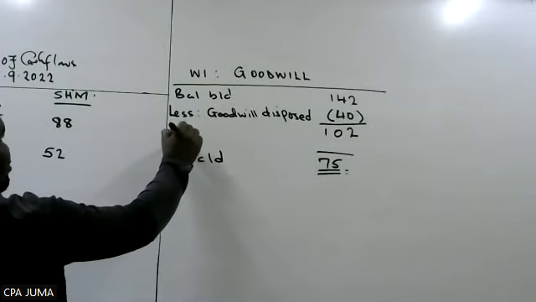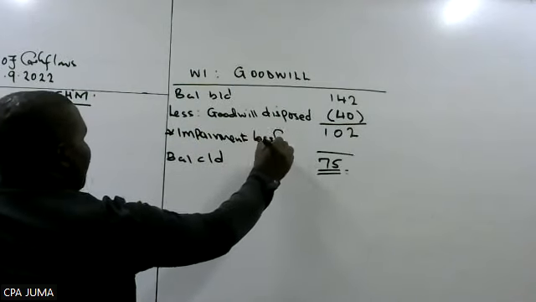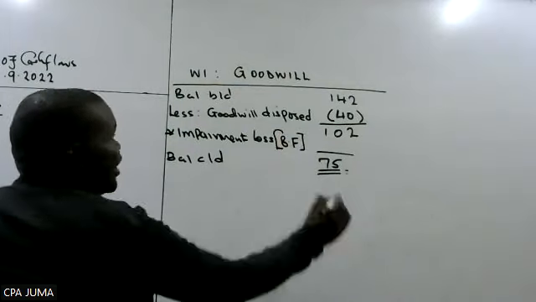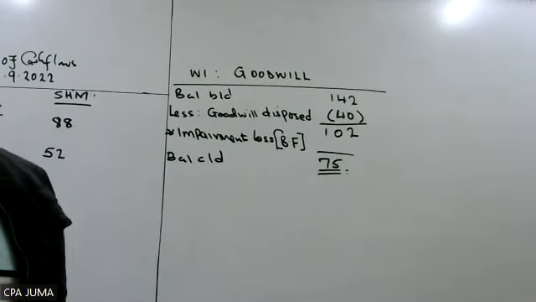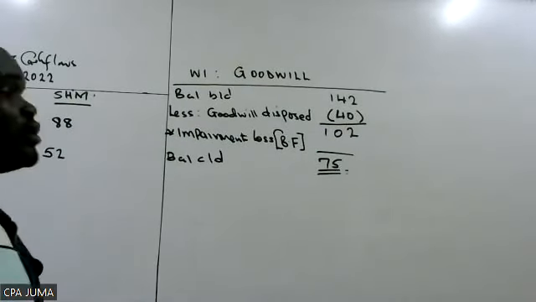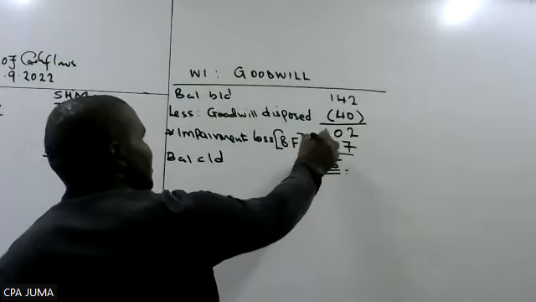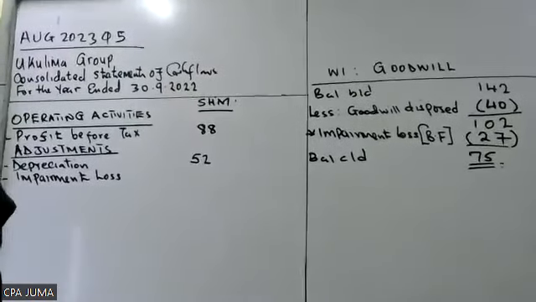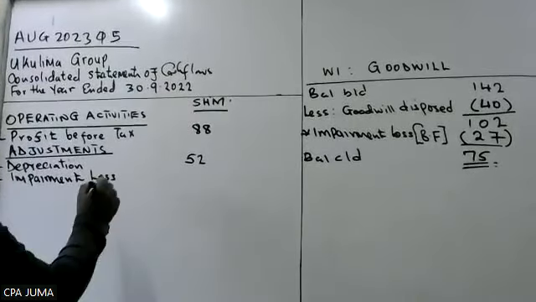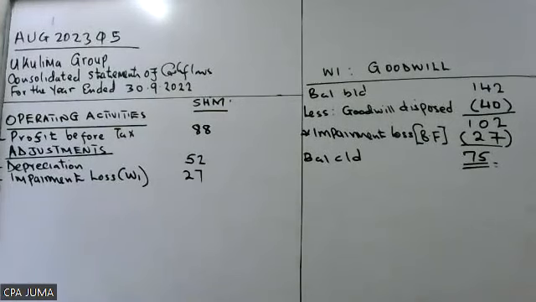So you come here and say impairment loss, the BF. BF is the balancing figure. The decrease in value of goodwill. How much is that? 27. So that decrease is impairment. I hope that is clear. So you say impairment loss, working one, we got 27. Even that one you add back, it is not an operating expense.